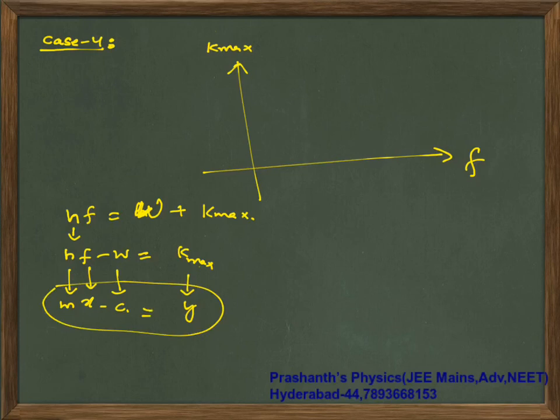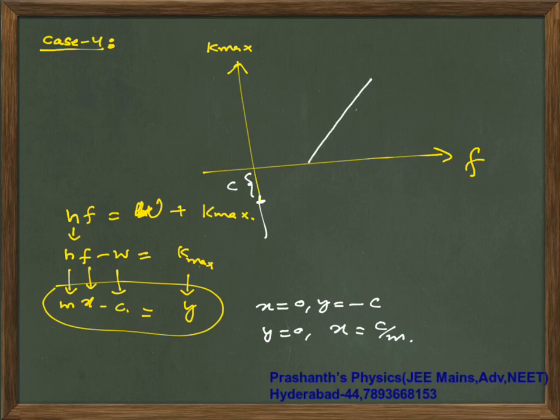Now when x equals 0, y is minus c. When y equals 0, x is c by m. If you draw the graph for this, when x is 0 you get a point on the y axis, and when y is 0, x equals c by m, which is this part. Your slope gives tan theta equal to Planck's constant h. So one more graph you take, you will get it like this.